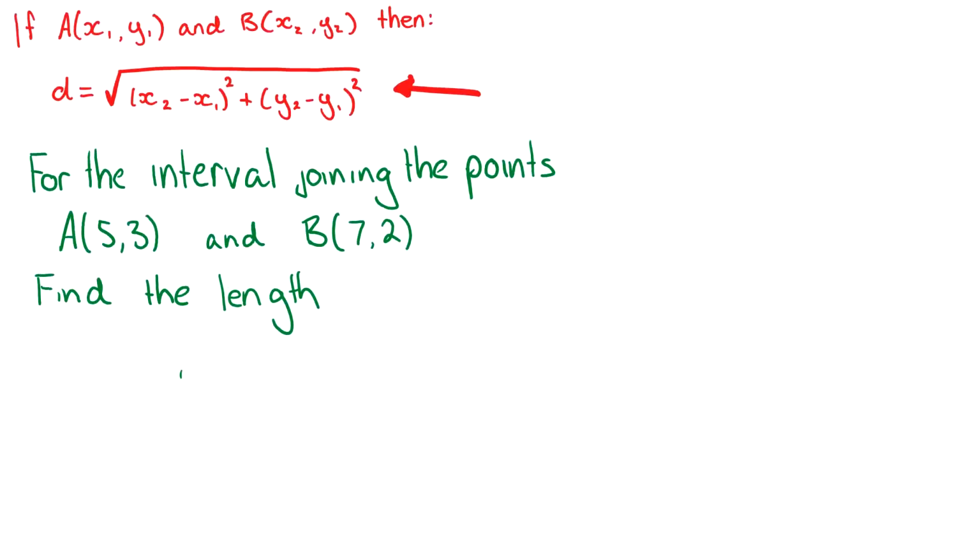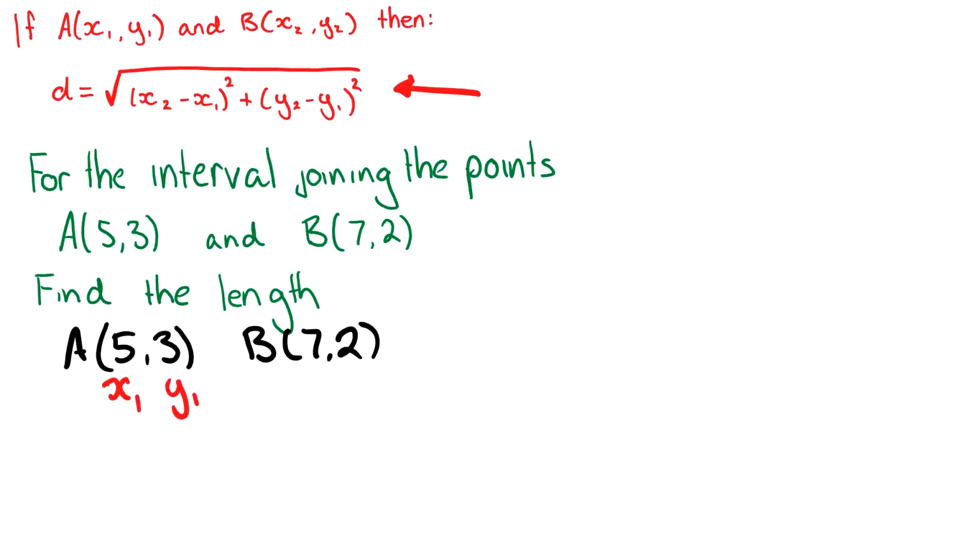So, if we're given two points, A, which is at 5, 3, and B, which is at 7, 2, we need to use that formula to find the length. So I'm going to write those points down. The next thing I want to do is label what each of these points are in terms of my x1, y1, x2, y2. So A is my first coordinate, so 5 is x1 and 3 is y1. And then with B, 7 will be x2 and 2 will be y2.